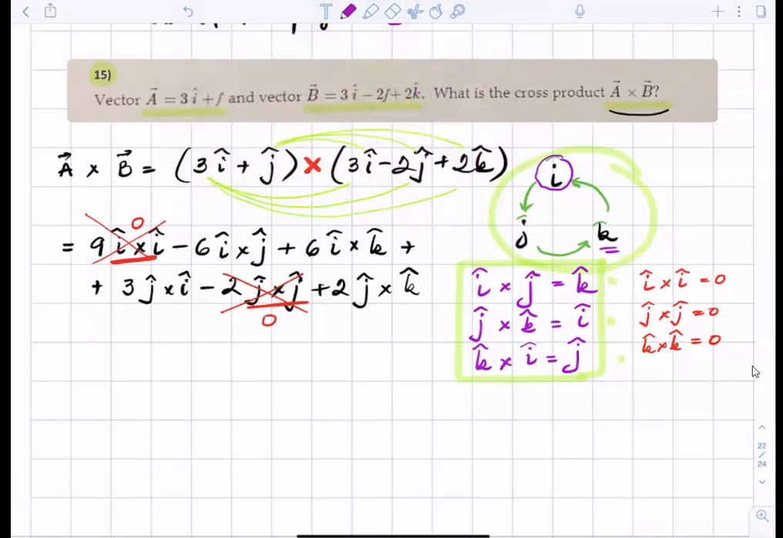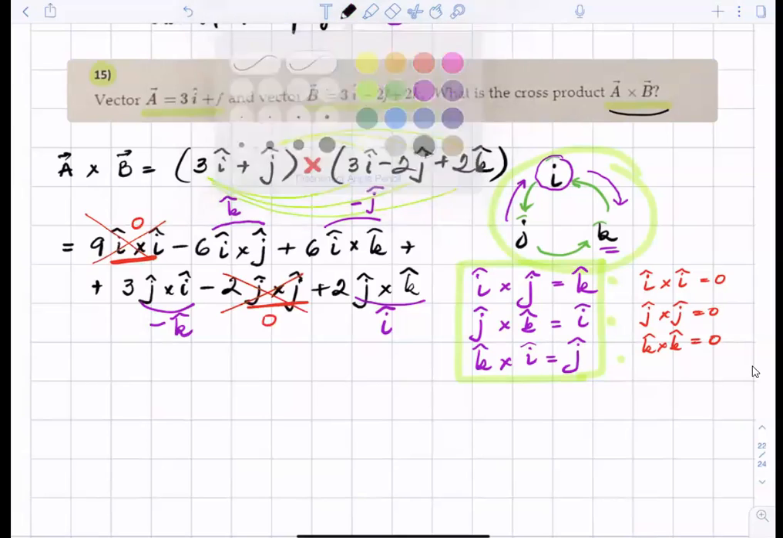So if you look, i hat times j hat gives you a k hat. I hat times k hat, it's going the opposite direction here, so that will actually become negative j hat. j hat times i hat, again, this is going in the reverse order, meaning this part will be a negative again. That's a negative k hat. And finally, j hat times k hat, that is an i hat.